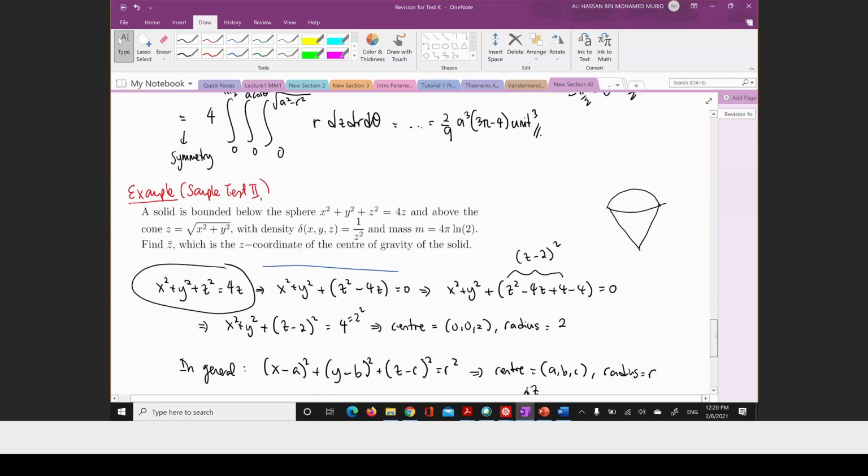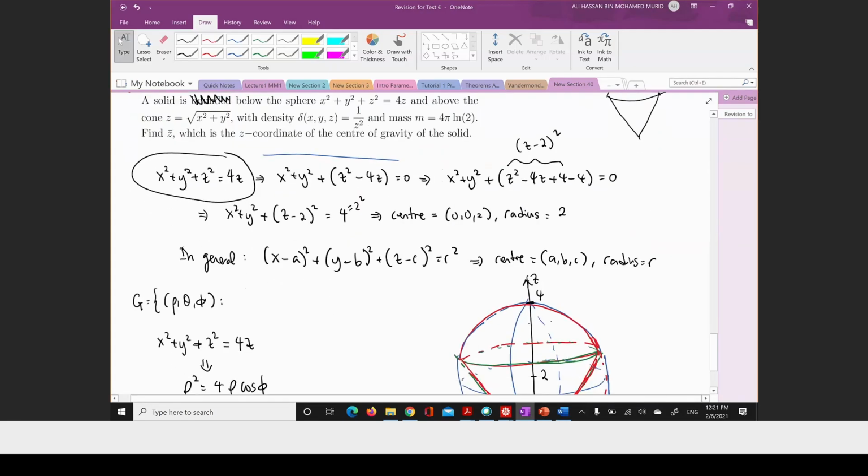It's bounded. We should say that the solid is below the sphere and above the cone. Maybe we shouldn't have this word there. A solid is below the sphere and above the cone. Yeah, so that means it is an ice cream cone. I thought this is bounded below by the sphere and bounded above. Yeah, the question must be correctly written.